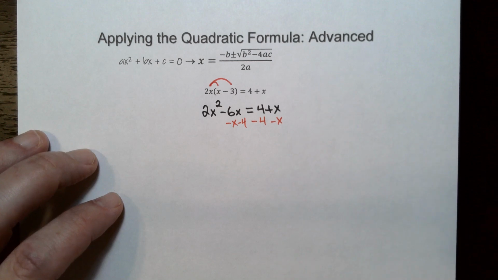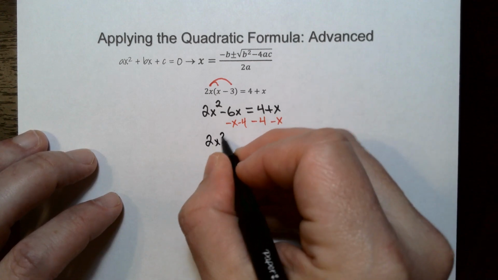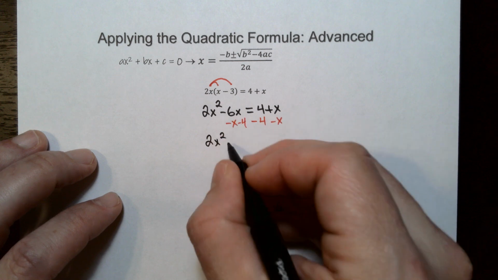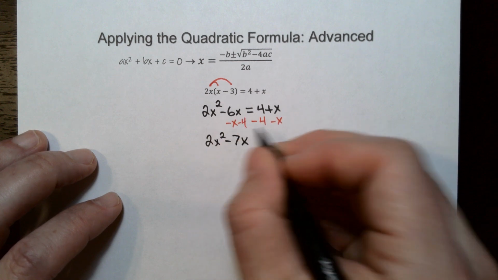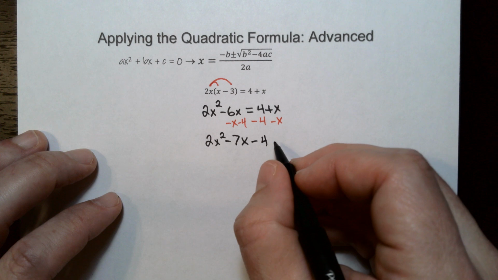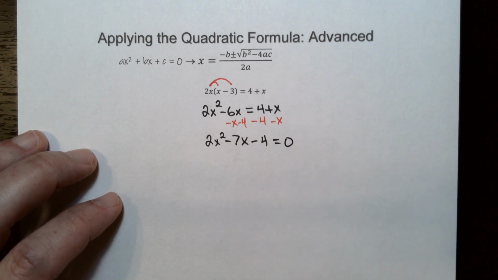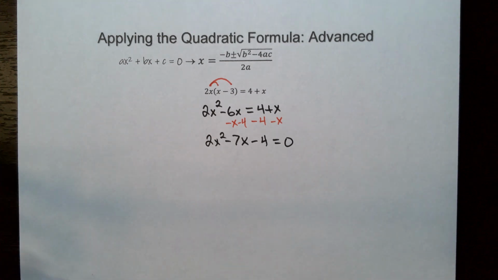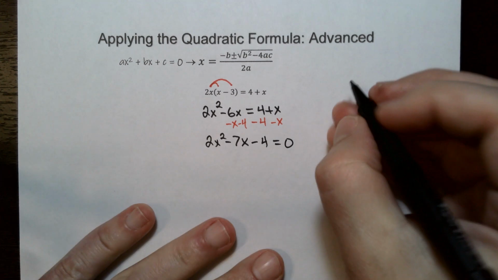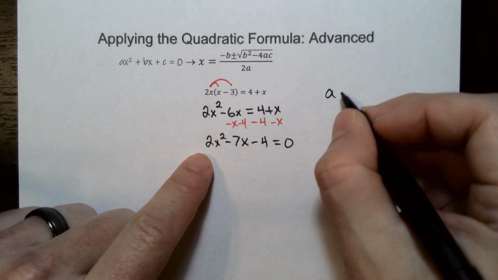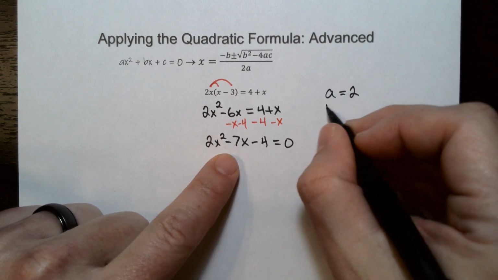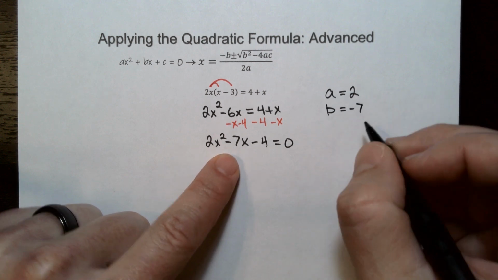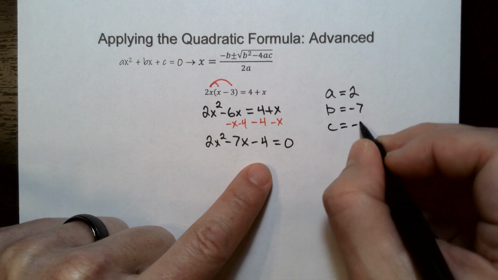So 2x squared, negative 6x minus x is negative 7x. And the minus 4, there's nothing to minus it from, so we just write it down. And there we go. Okay. So now we need to figure out the quadratic formula. So a, b, and c. A is the number in front of x squared, 2. B is the number in front of x, negative 7. And c is the last number, negative 4.